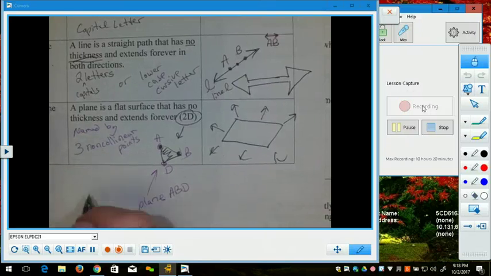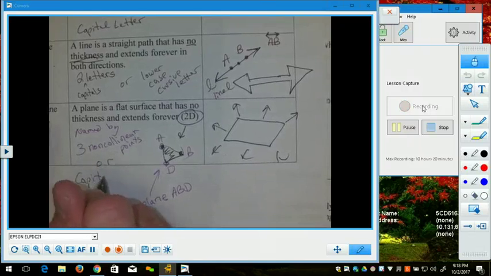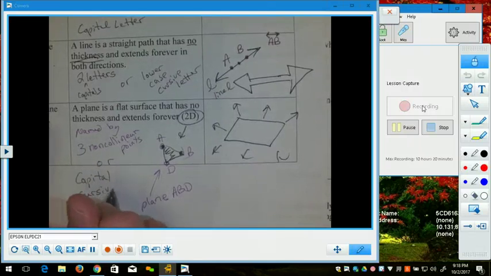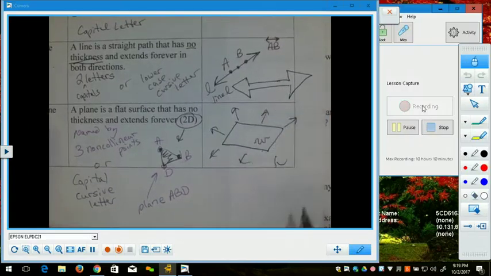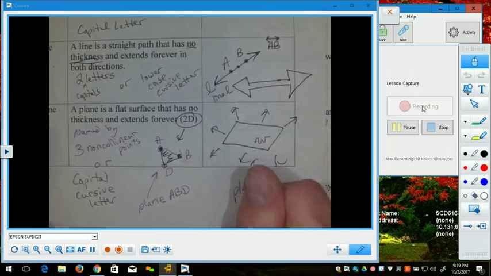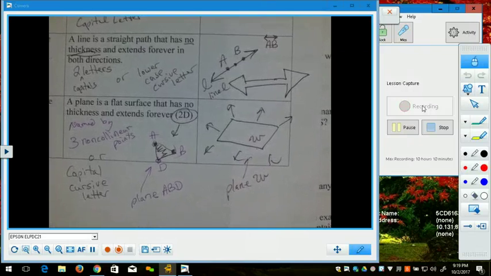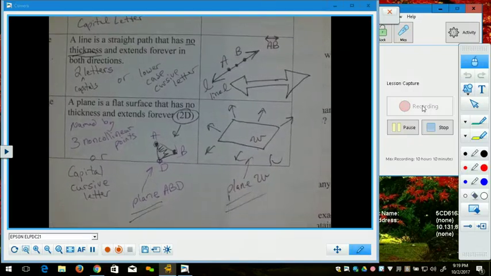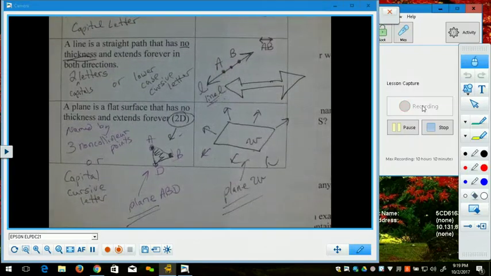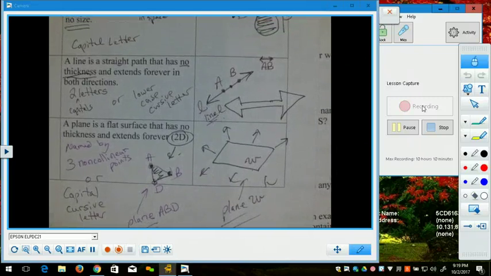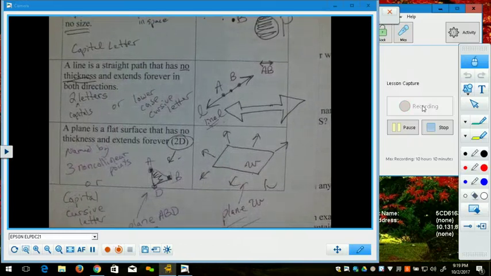Now, we either use 3 non-collinear points or we use a capital cursive letter. So this plane over here, I could have put a capital cursive W in, and then I would call it plane W. We do need to include the word plane when we're naming a plane. The only time we need to include the word line is if we're naming it with a lowercase cursive letter. You'll see this notation used a lot. Make sure you know how to name a point versus a line, 2 ways to name a line versus 2 ways to name a plane.